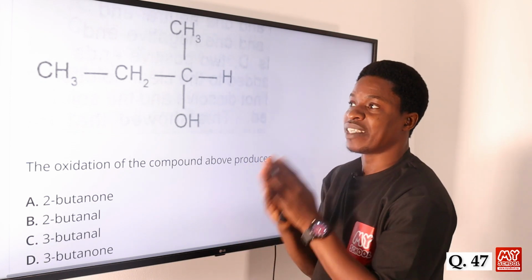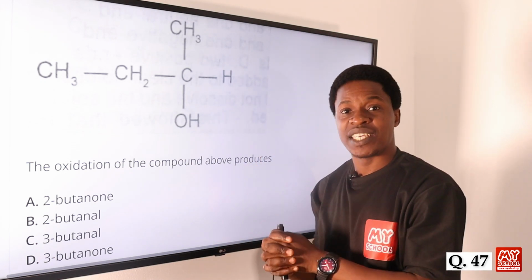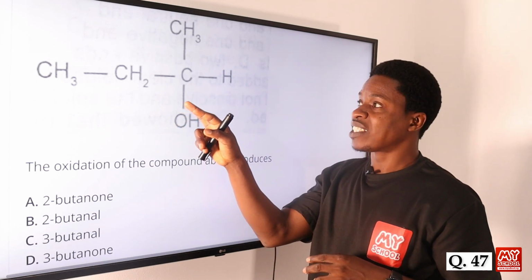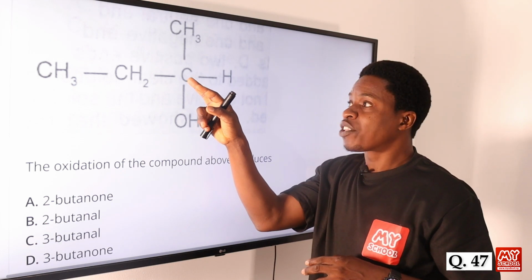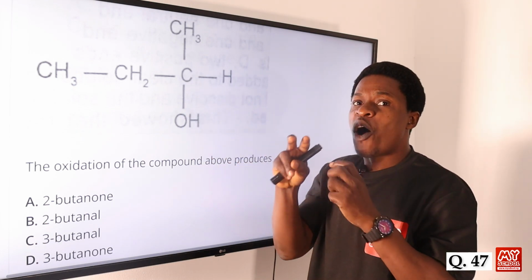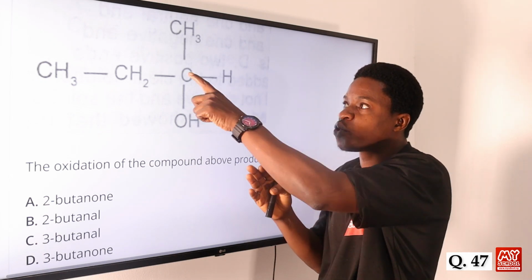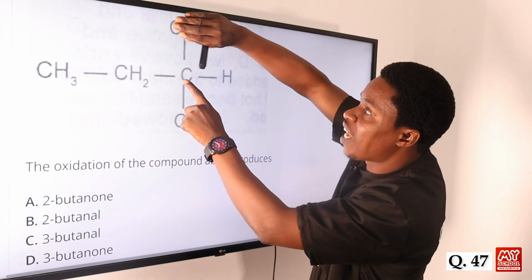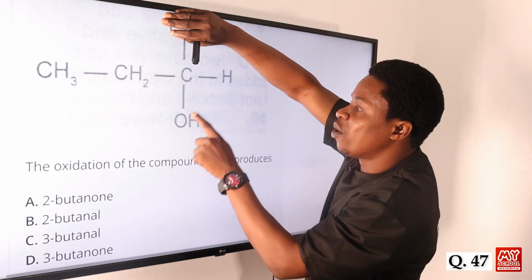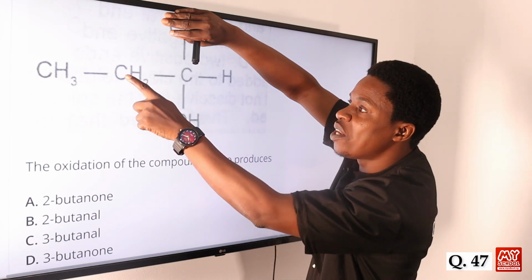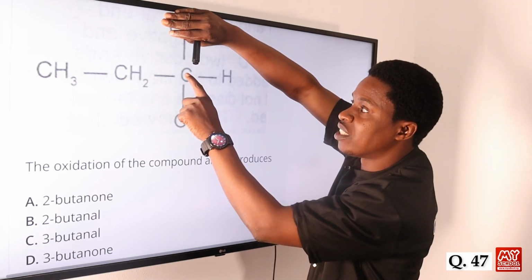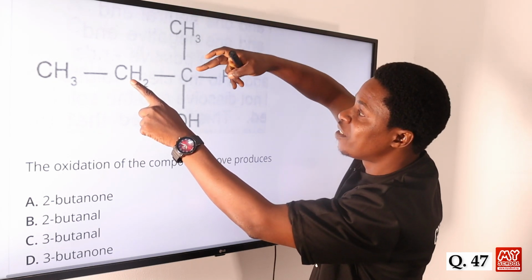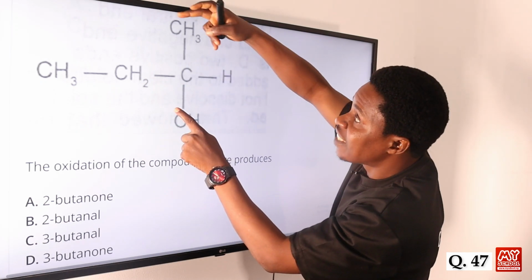So how do we identify whether it is primary, secondary, or tertiary? The hydroxyl group OH is what makes it an alkanol. The number of carbon atoms attached to the carbon bearing this OH will determine the type. If we have just hydrogen here, and the carbon carrying this OH has only one carbon atom attached to it, we say it is a primary alkanol or alcohol.